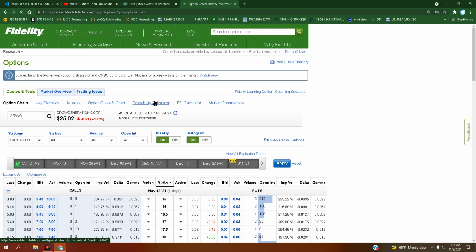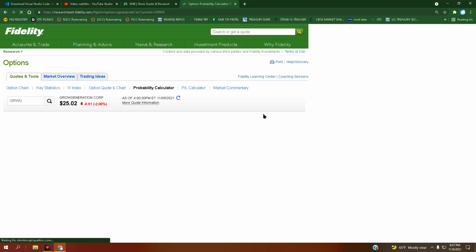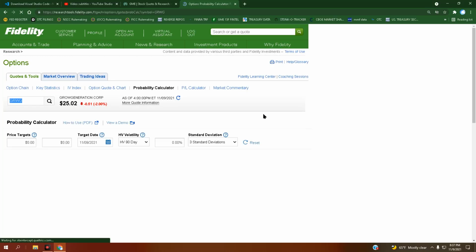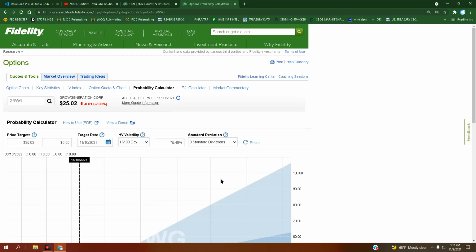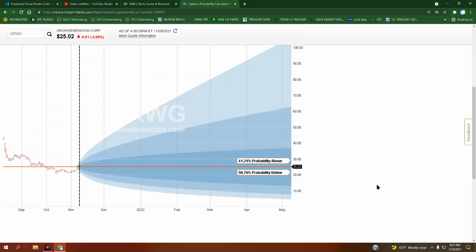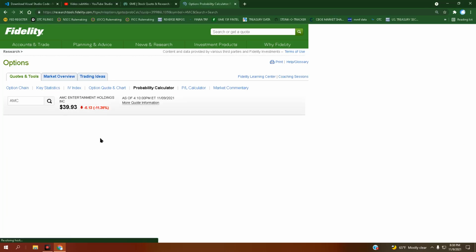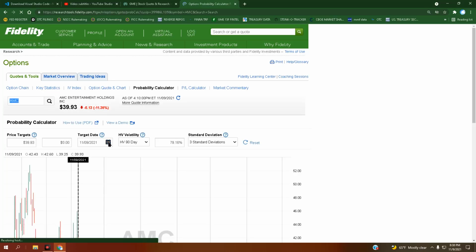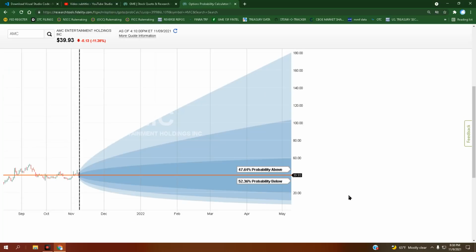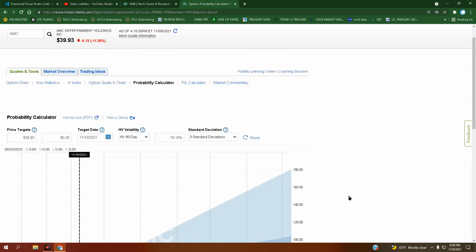Let's take a look at the calculator now. So for tomorrow's trading day, the 10th, 41.24% chance to close above where we did today, and a 58.76% chance below where we closed today for GrowGen, 25.02. Down slightly in after hours as well. AMC: 47.64% chance above and a 52.36% chance below.